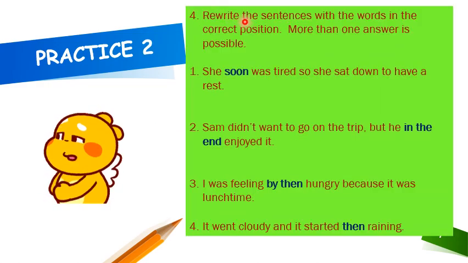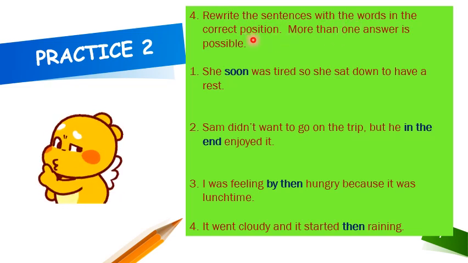Okay, now rewrite the sentences with the words in the correct position. More than one answer is possible. Okay, so let's look at number 1. She soon was tired, so she sat down to have a rest. Okay, so soon here is wrong. We need to put soon where? Here. She was soon tired, so she sat down to have a rest.